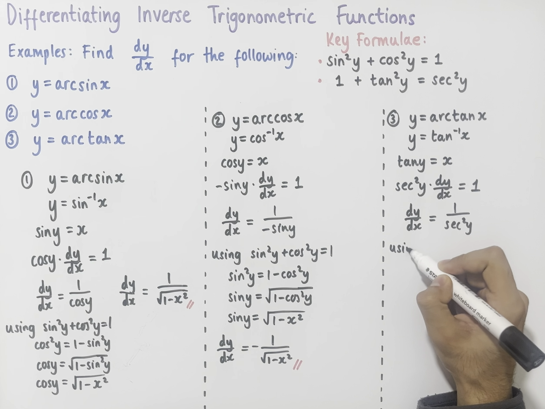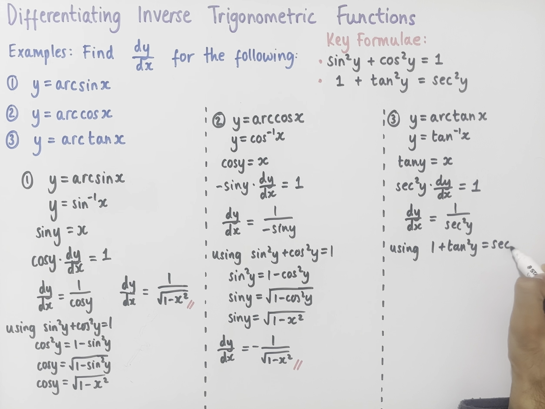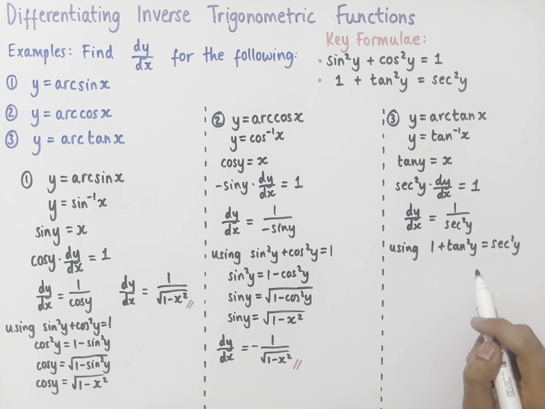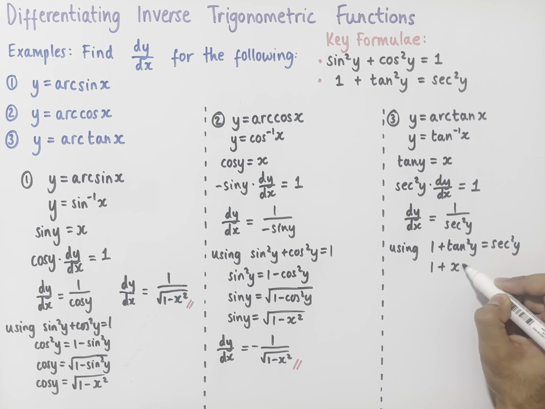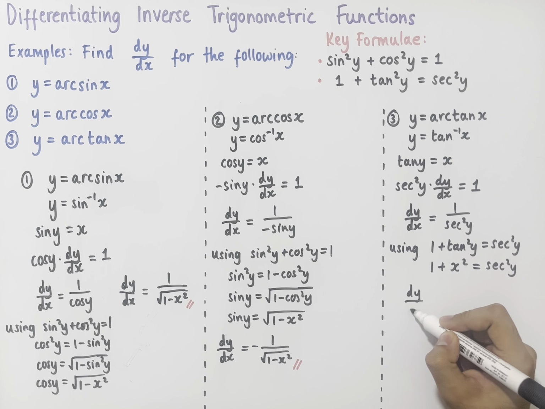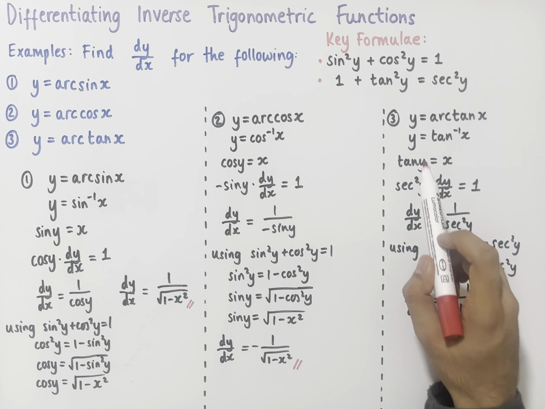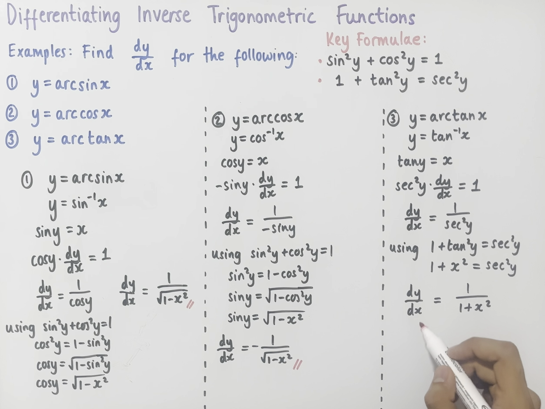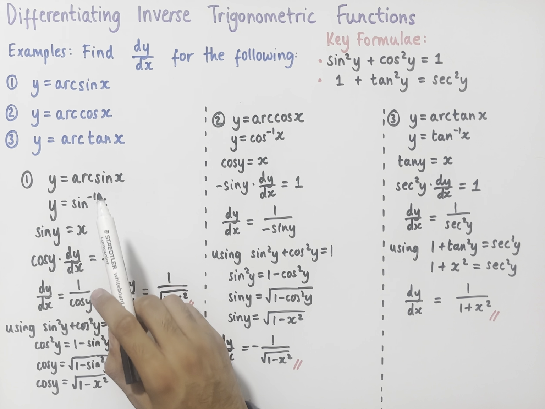Now using the fact that 1 plus tan squared y equals sec squared y, we know that tan y is equal to x, and so tan squared y must equal x squared, and so therefore this gives us 1 plus x squared, which equals sec squared y. And so if we replace sec squared y with 1 plus x squared, then we get that dy over dx equals 1 over 1 plus x squared. So if we differentiate y equals arctan x, then we get that dy over dx equals 1 over 1 plus x squared. That is how you differentiate inverse trigonometric functions for arcsine, arccos, and arctan.